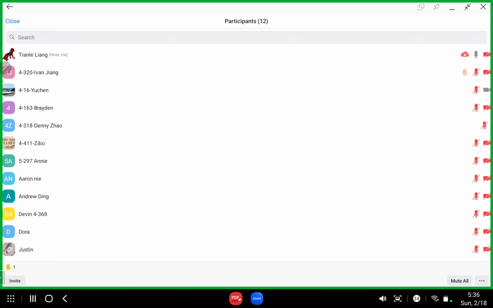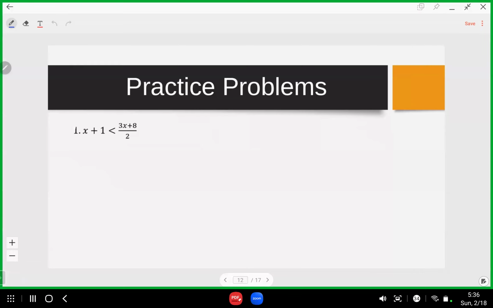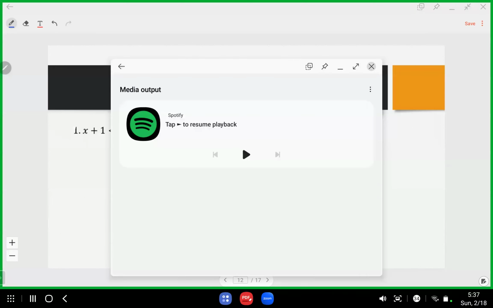Okay, Ivan. Very good. How did you solve it, Ivan? First, I multiplied both sides by 2 to get rid of the division thingy. So I got 2x plus 2 is less than 3x plus 8. Then I subtracted 8 on both sides to get rid of the 8 on the right side. And I got 2x minus 6 is less than 3x. Then I subtracted 2x on both sides to get -6 is less than x.